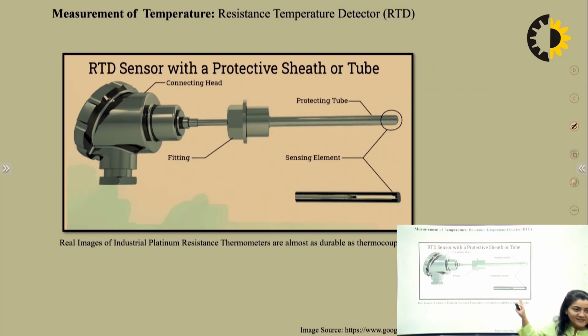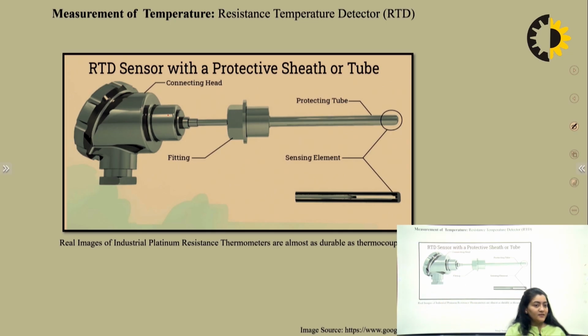Now, this is the standard. If you see in an industry, this is a real image of an industrial platinum resistance thermometer that is almost as durable as a thermocouple. This is the sensing element, this is the protective tube, this is the connecting head, and this is the fitting. So you can connect whatever signal processing unit you want through here.